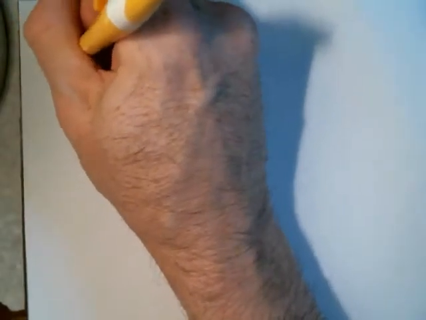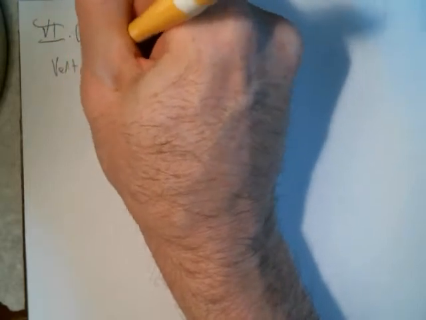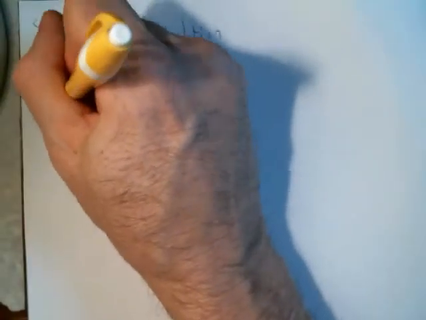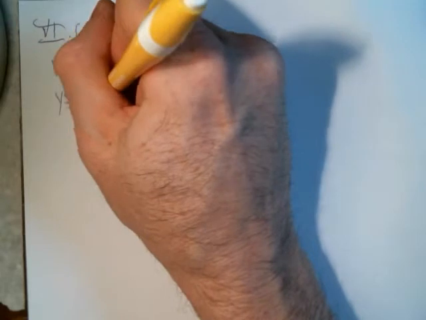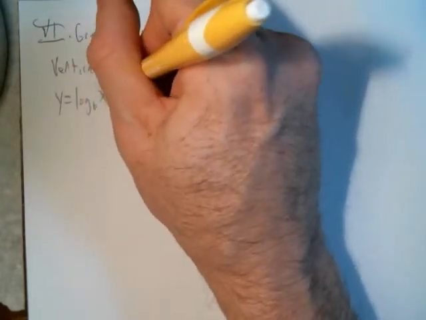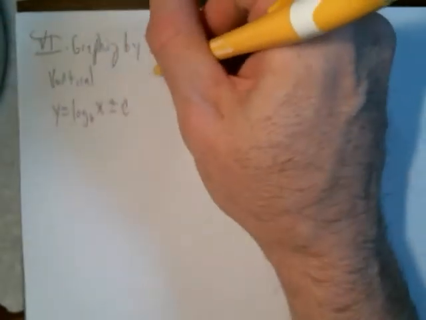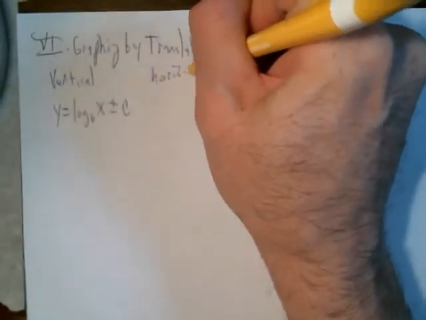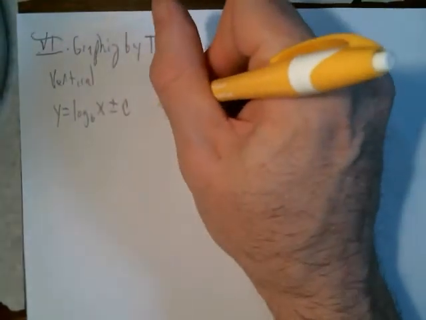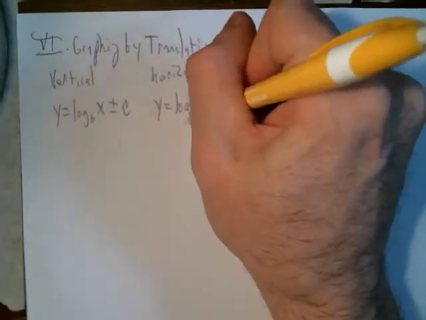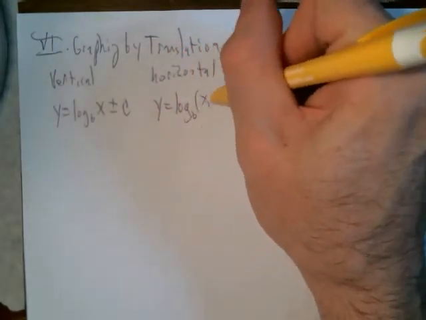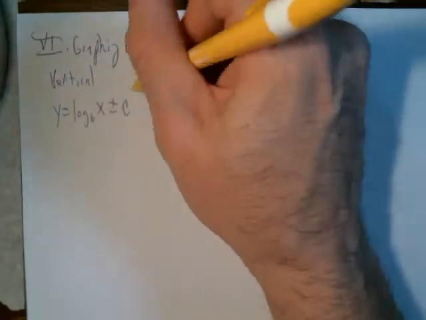And again, let's just go through all of the different types of translations, starting with vertical. So if you have y equals log base b of x plus or minus c, you're either going up or down. Horizontal, you'll have y equals log base b of x plus or minus c. That'll move you left or right.